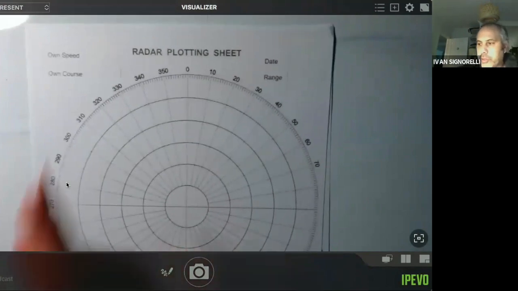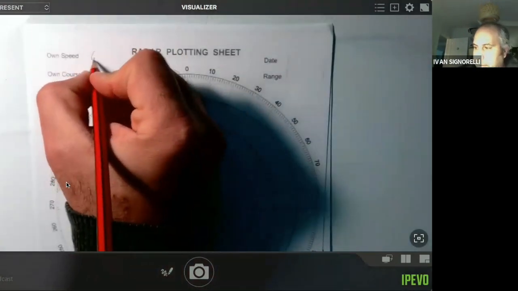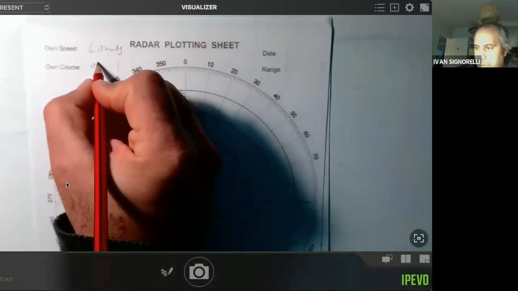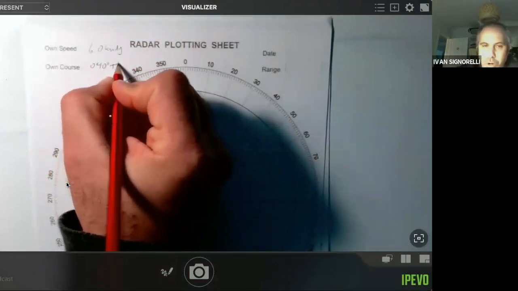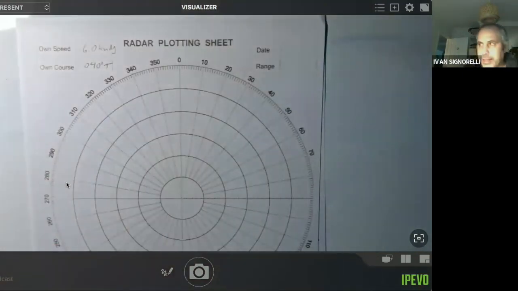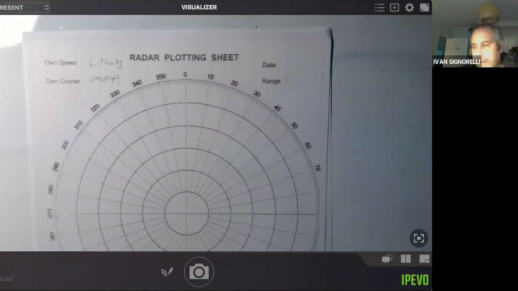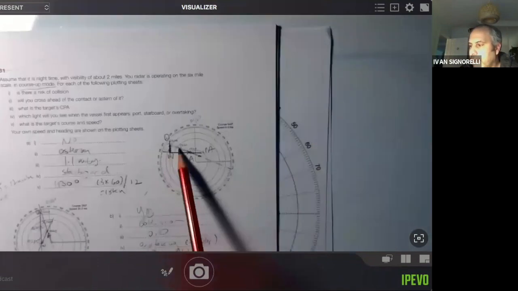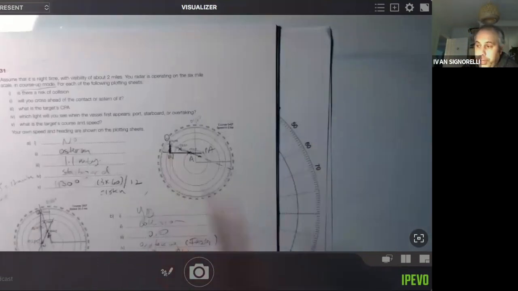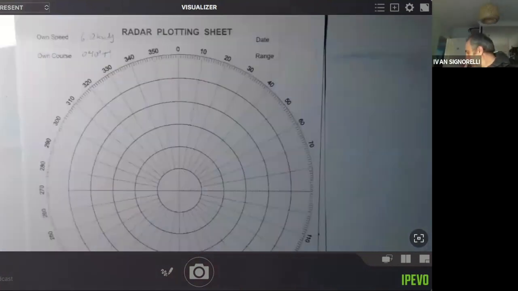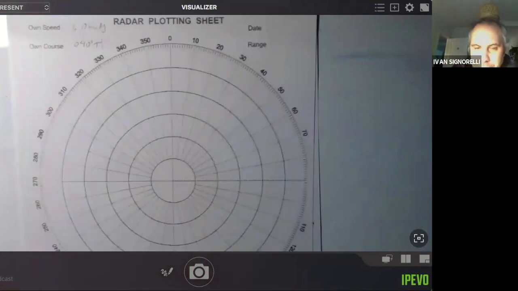I'm going to write down my own speed is 6 knots, and my own course is 040 true. These are all true, by the way, so don't worry about true or magnetic and that sort of stuff. The next thing we're going to do, this is the more tedious bit, is we need to transfer these marks from the plotting sheet here to the actual plotting sheet that we're going to use. You can be pretty pragmatic about this, right?